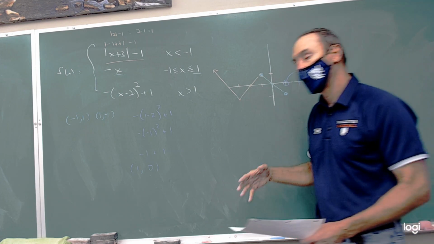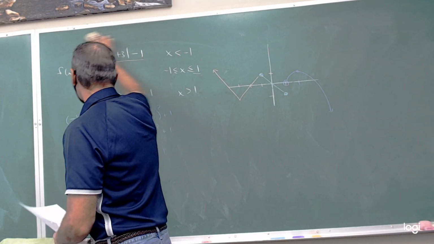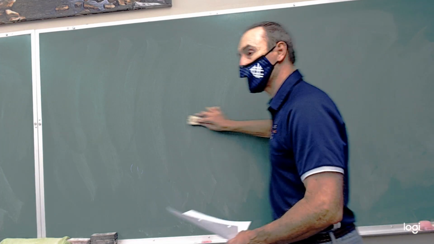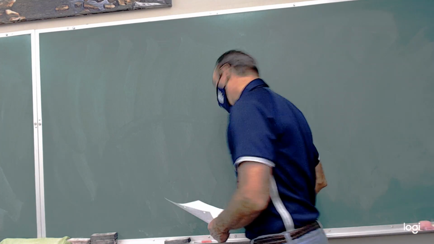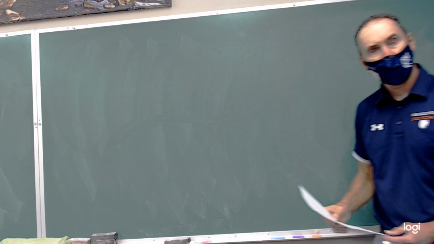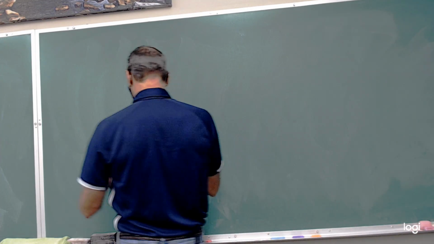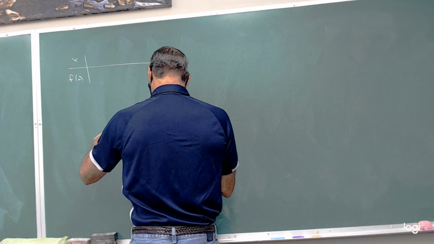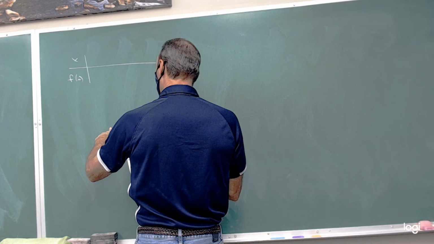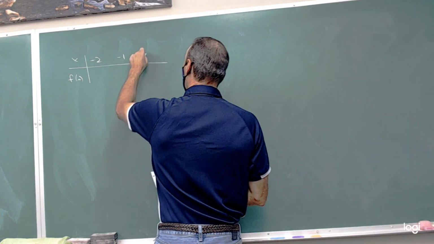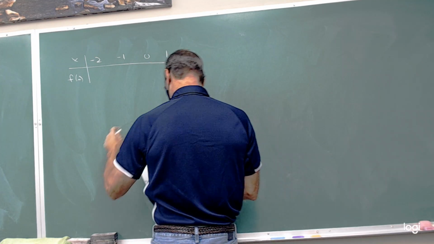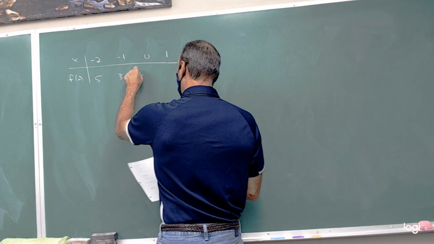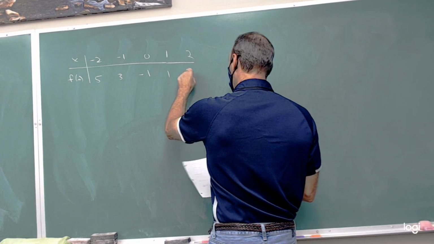But I want to do some with functions that are given numerically, that is, as a table of values. And we'll do some of this kind of translation and reflection stuff, which is a little different kind of twist than you may have seen before. So I'm going to give you x and f of x as a table. The x values are going to go -2, -1, 0, 1, 2. And the f of x values are going to go 5, 3, -1, 1, and 2.